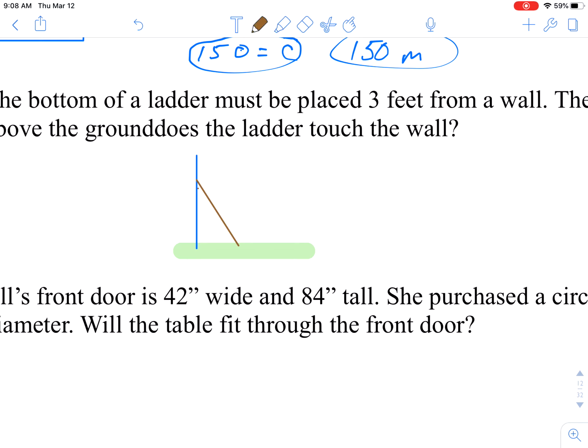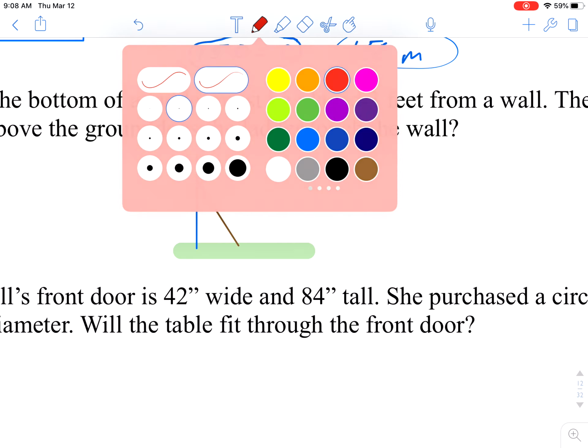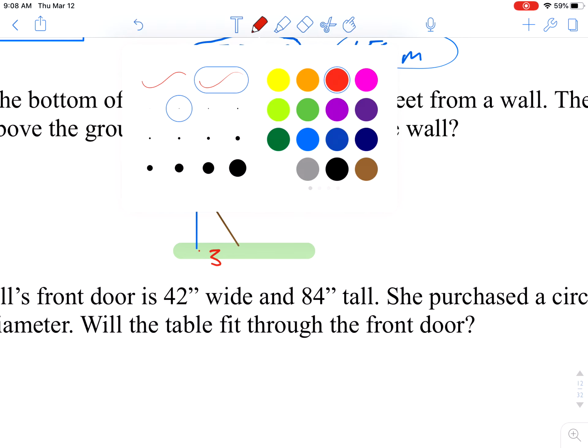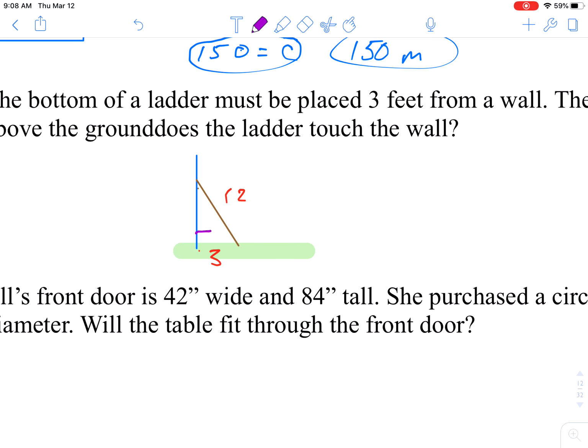And what we know for sure is that the distance from the wall to the ladder is 3 feet. The ladder itself is 12 feet. And so keeping with that, we can see that the right angle is going to be right here. I know that because that's where it kind of looks like an L. And so we're going to label this one B because this one's C, and the smaller one seems to be A for me. So 3 squared plus B squared is equal to 12 squared.